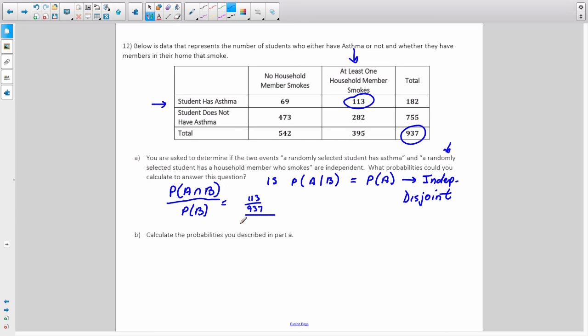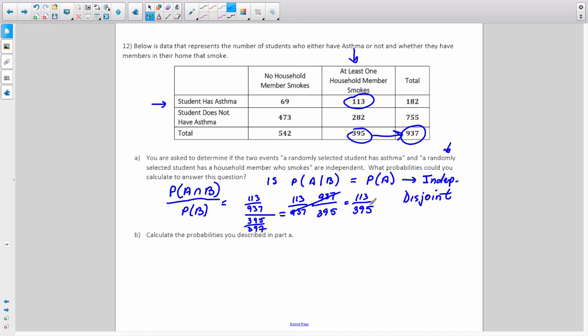Divide that by smoke, 395 out of 937. Let's do that division in our calculator. Or we can do keep change flip, which I see as being pretty cool here, because look what happens with the 937. They cross out, and you get 113 out of 395.